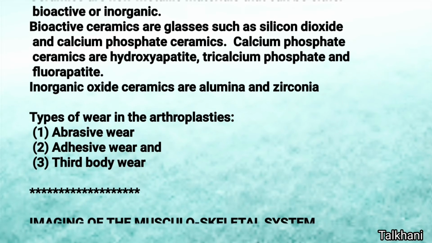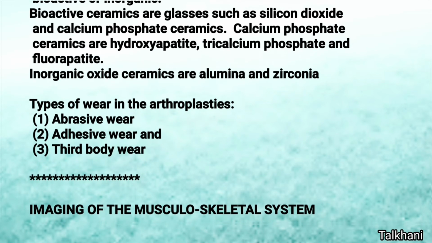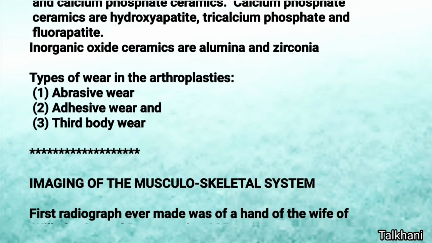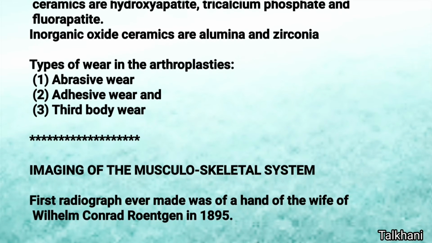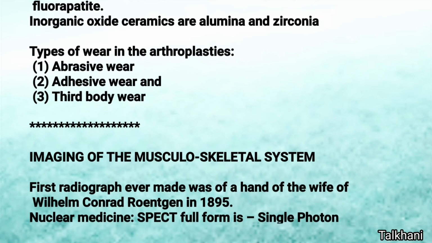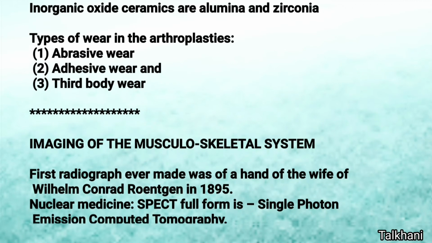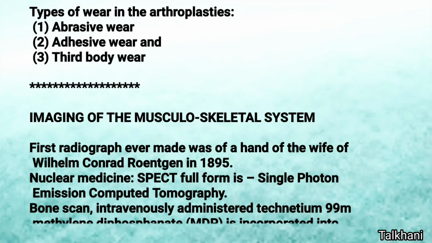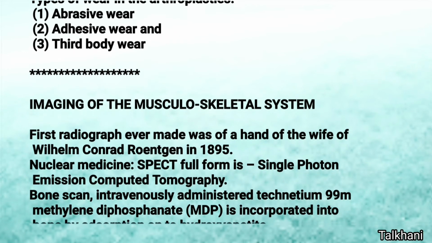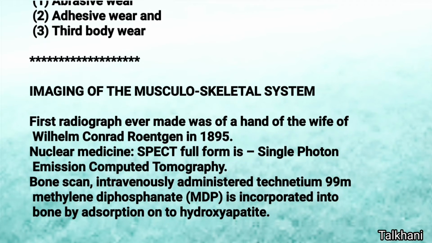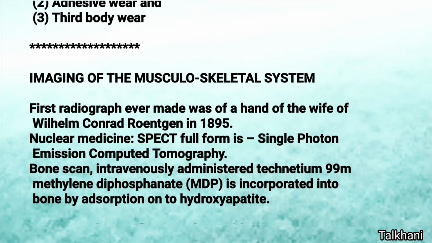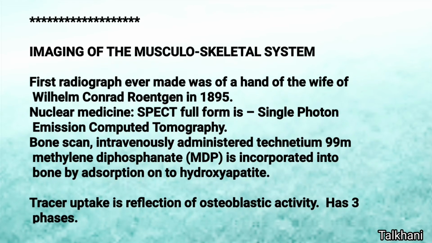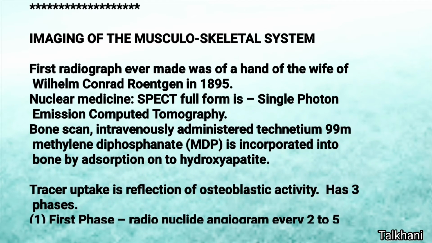Tracer uptake is a reflection of osteoblastic activity, which has three phases. Number one, first phase, radionuclide angiogram, every 2 to 5 seconds for 30 to 60 seconds. Number two, static blood pool phase, which reflects soft tissue distribution of the material. And number three, skeletal phase, which is the delayed phase when the radioactive material is taken up by the osteoblast. Major orthopedic areas of application are infection, trauma, AVN, and neoplasia.